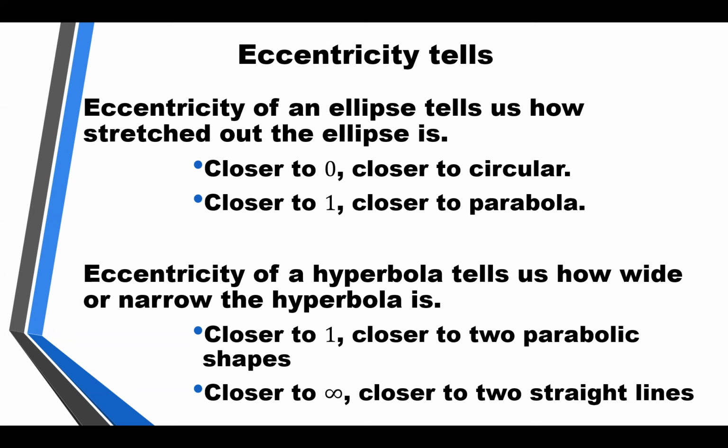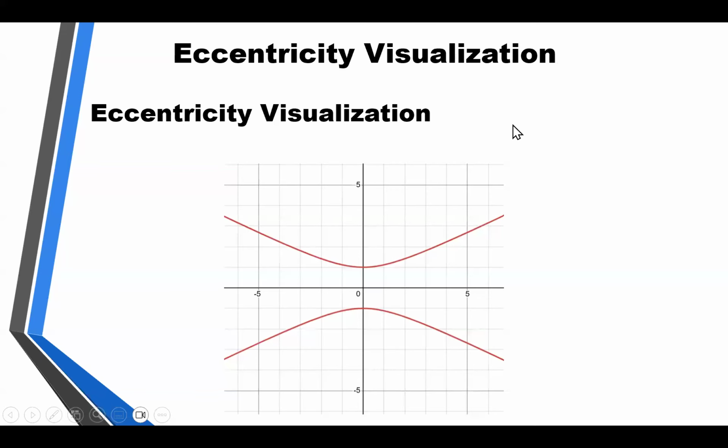Okay. So that's what eccentricity tells us. That's why it is the way it is. You can actually visualize this in 2 dimensions as well by messing around with the formulas for both the ellipse and the hyperbola. So we'll do that in 2 dimensions as well.